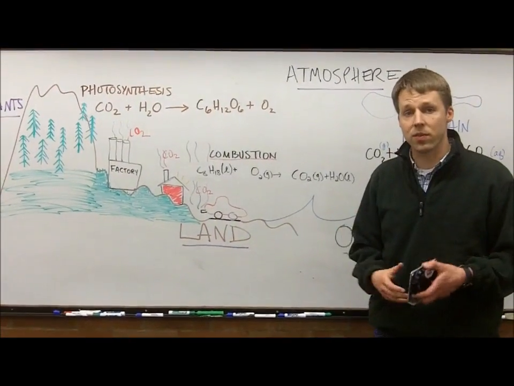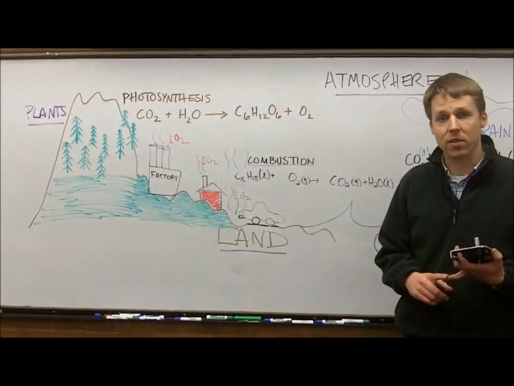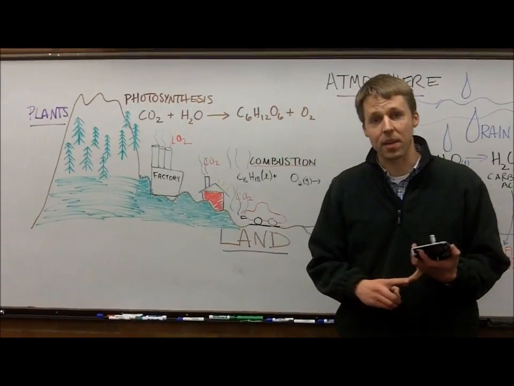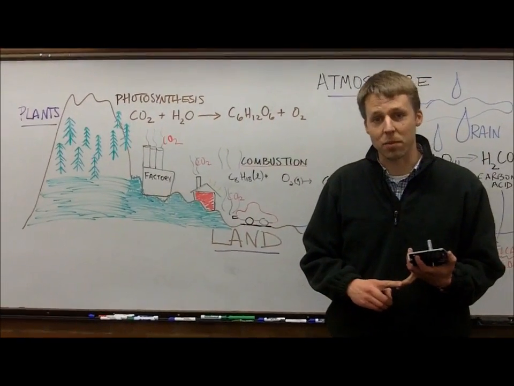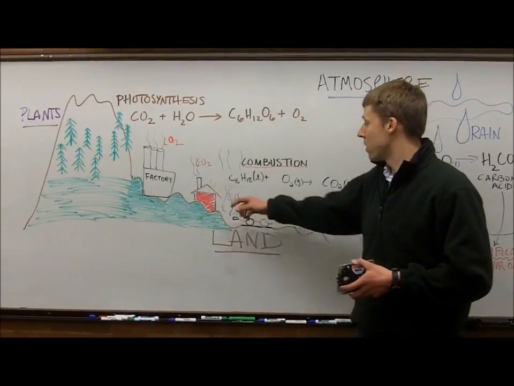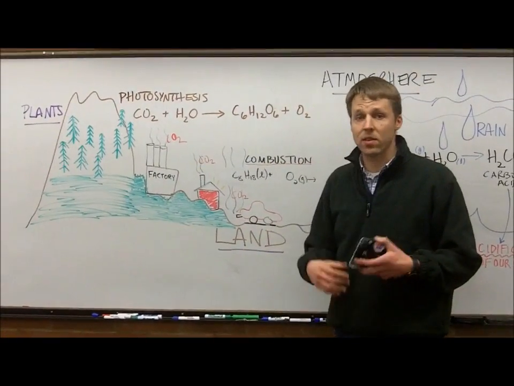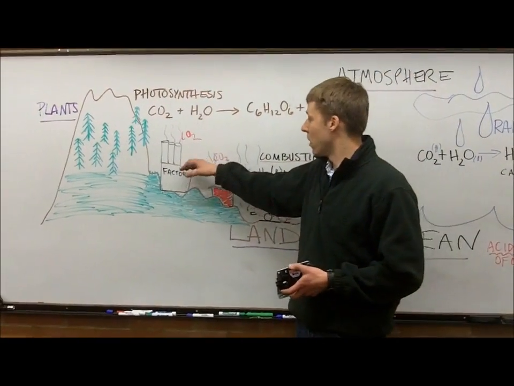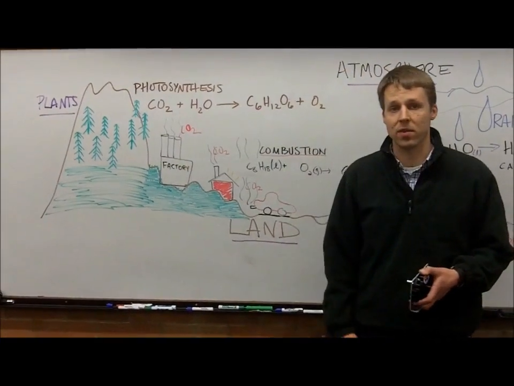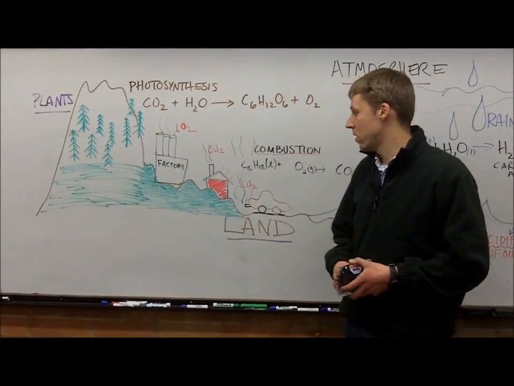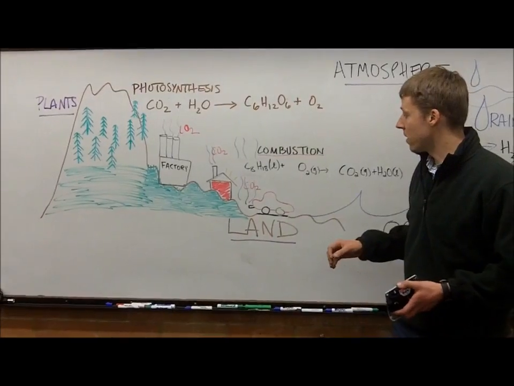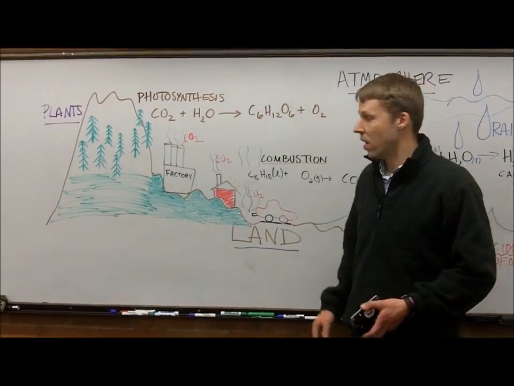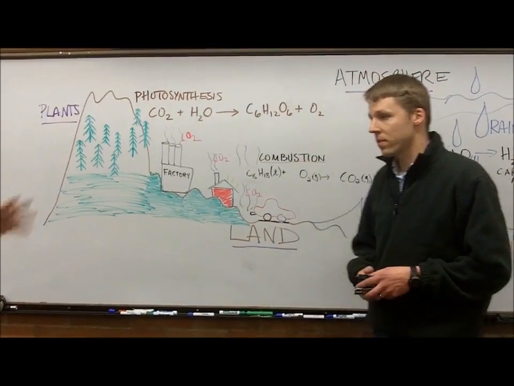We also use fossil fuels and burn them to produce our electricity. Even here in Washington State, most of your electricity comes from burning coal. We use natural gas and coal to heat our homes. We also use all three fossil fuels in factories. All three of those are ways that carbon dioxide can move from the land into the atmosphere.